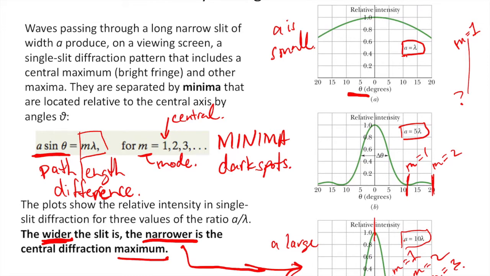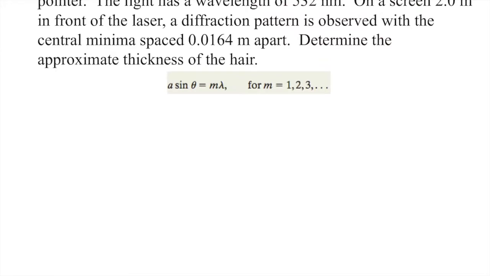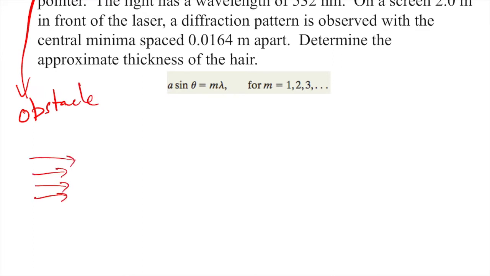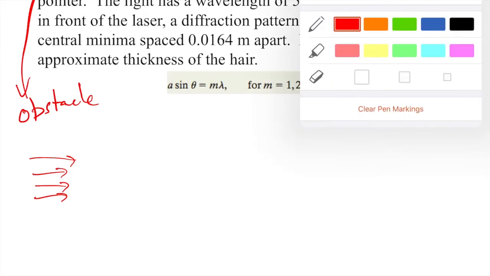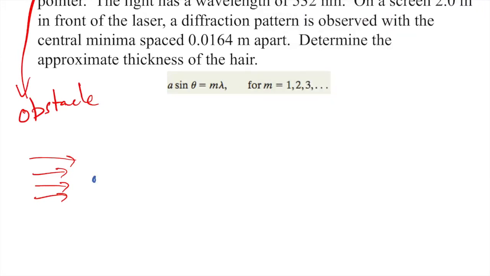All right, so I think I have a problem on the next one. Let's do a problem. A human hair is placed directly in front of the opening of a laser pointer. So a human hair counts as our obstacle, and you have some light coming in. The detail about the laser pointer is not important. Okay, let me put my human hair right there.